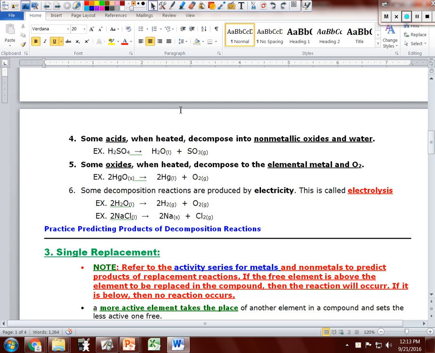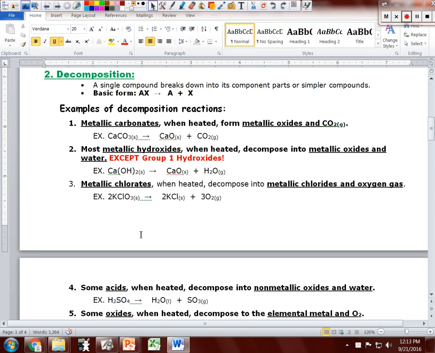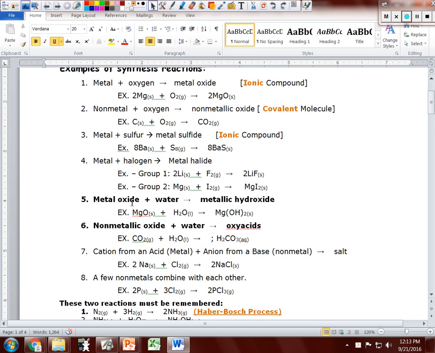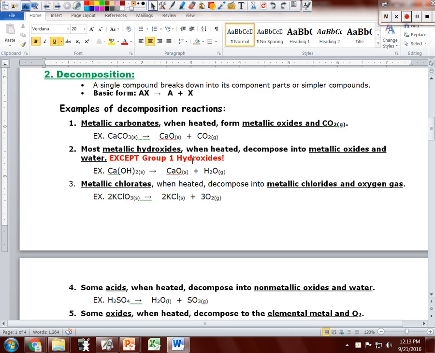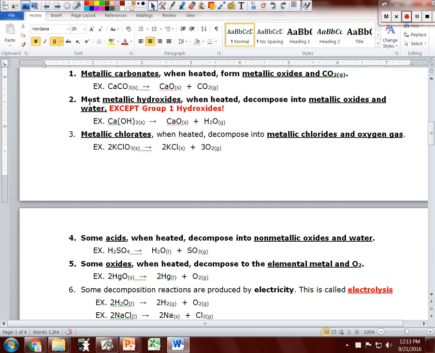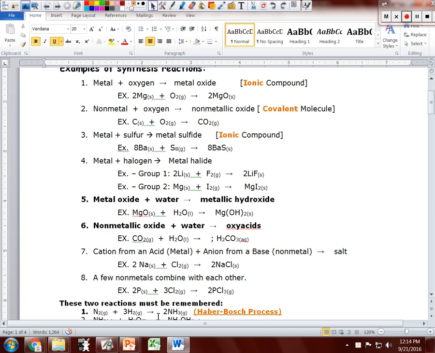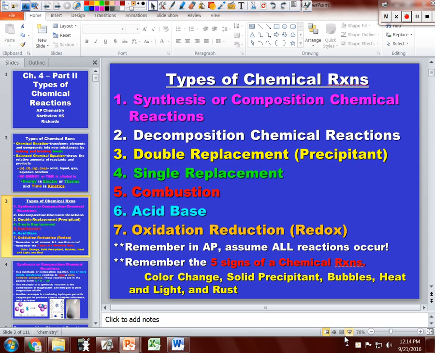Now, if I were actually smart, what I would do is go in and reorder these in the same order that they're written in up here. So, like, a metal oxide plus water makes a metallic hydroxide. Well, if you look at number 2, most metallic hydroxides decompose into what? Metal oxides plus water. It's the exact same thing except it's backwards. Okay? All right, so again, I just wanted to show you how you could use that here.